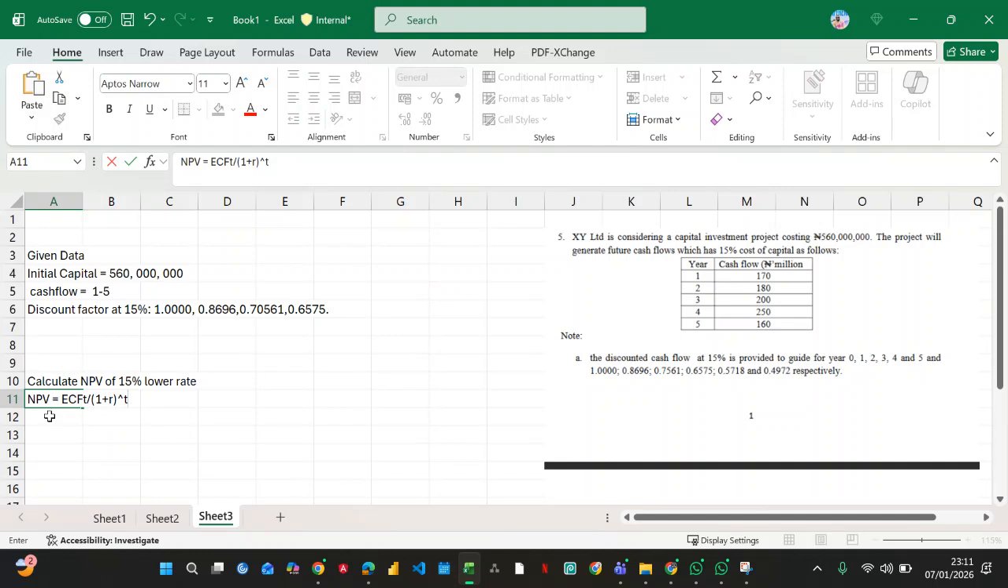Okay, sure, that's the summation of the cash flow over time, in year.